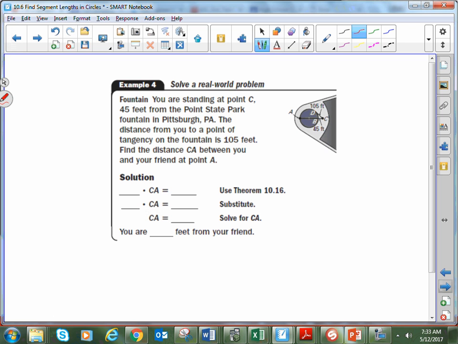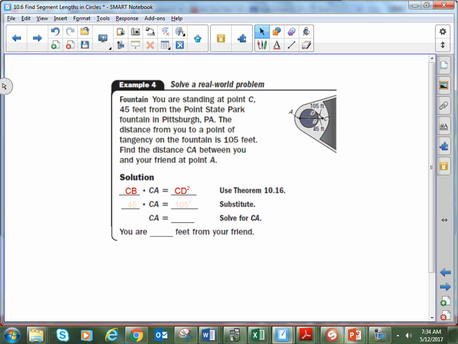All right, so now here they're trying to give us a real world example. We're trying to find the distance from C to A, from where you're standing to your friend on the opposite side of this fountain. So the 105 CD is a tangent segment. Based on what we saw in the last example, CD squared will equal CB times CA. And so when we take that information into account, we set up the equation like this.